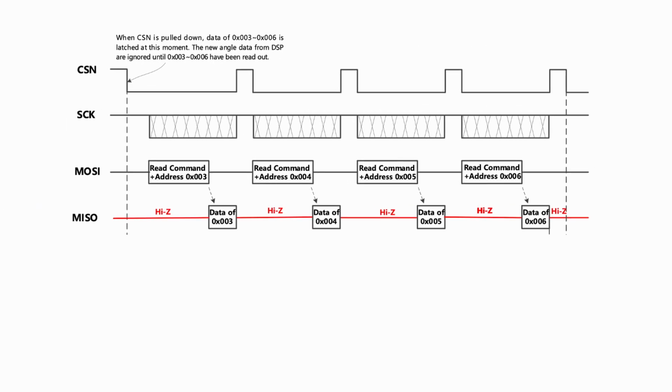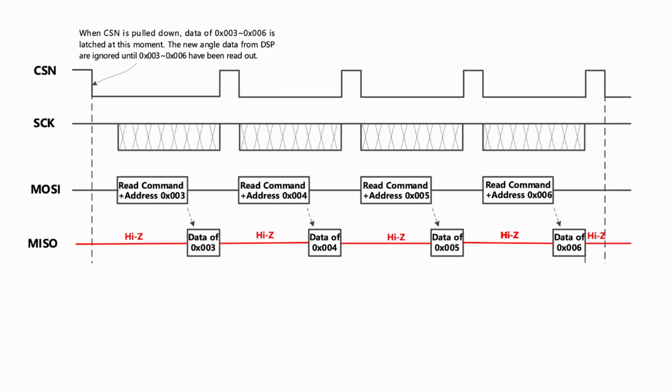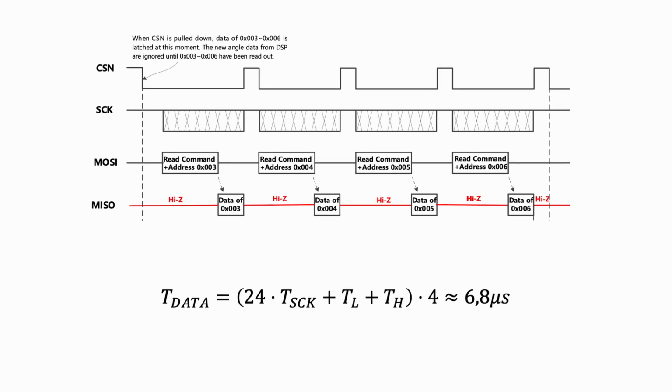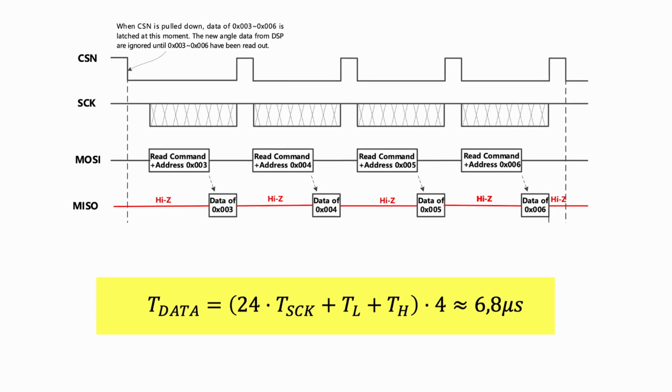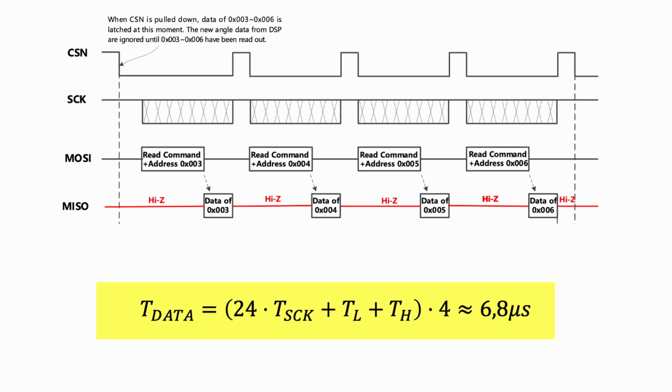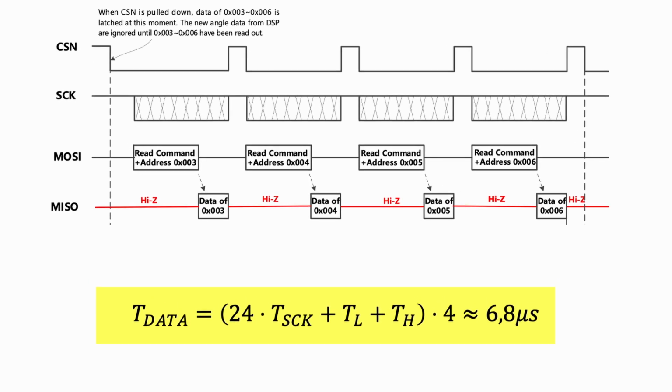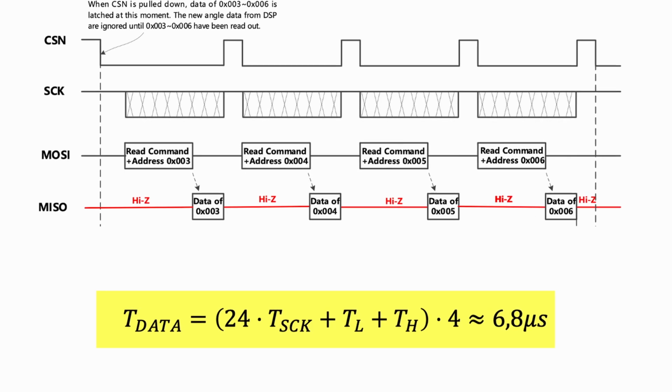Now we can do the same for the single byte read mode. Since we have 4 cycles with 24 bits each, our data acquisition time will be around 6.8 microseconds, which is more than double the time we need for our burst read mode. Okay, so let's get back to the code.